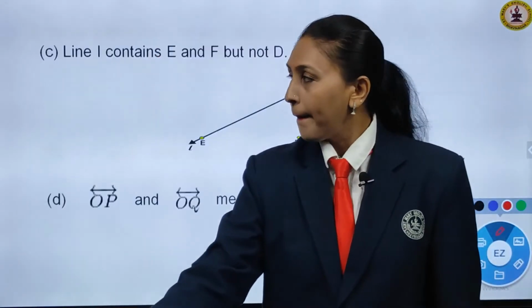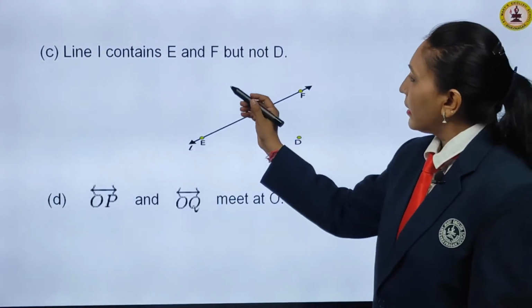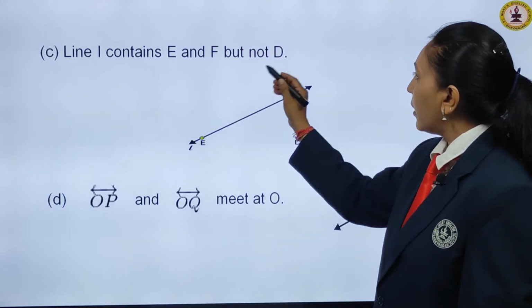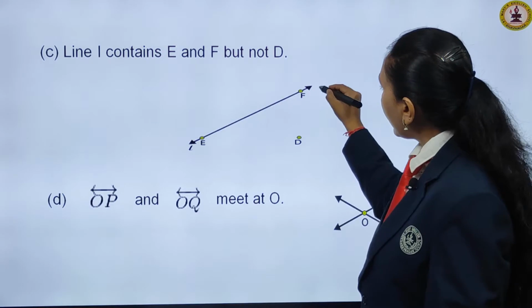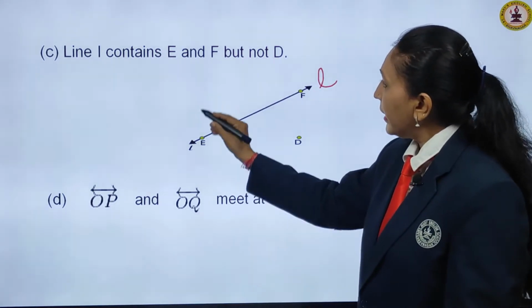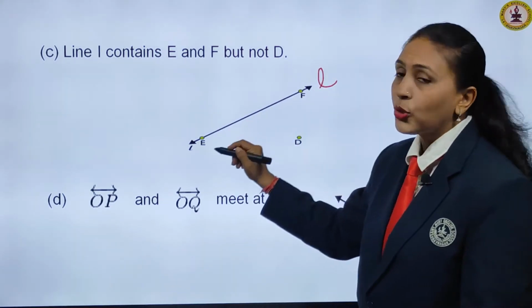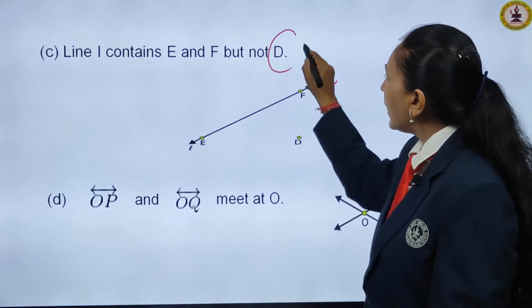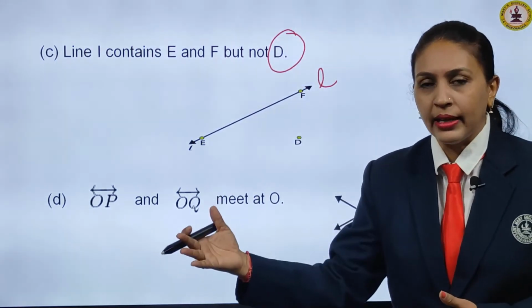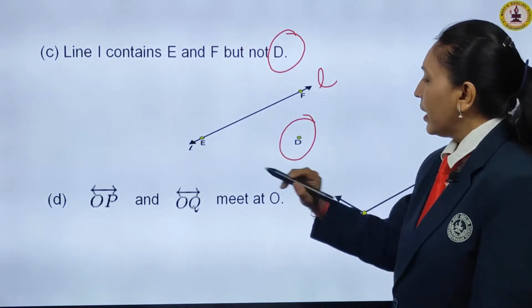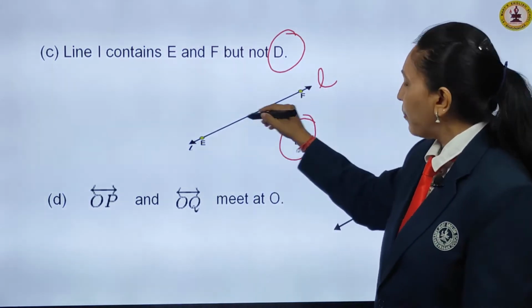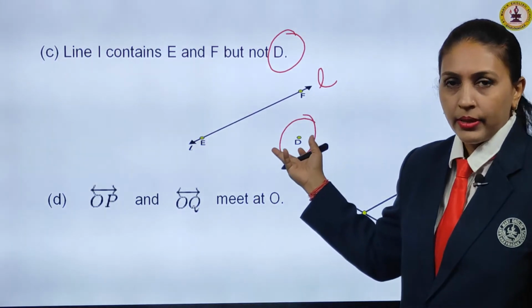Next question, children. Line L contains E and F but not D. Now this is line L. You can see here this is line L that I have named here, and it contains E and F as the 2 points, but it does not have D. That means D is outside them. Means you can see here I have taken D outside it, which is not on EF. So put EF on the line and take D outside it, right?